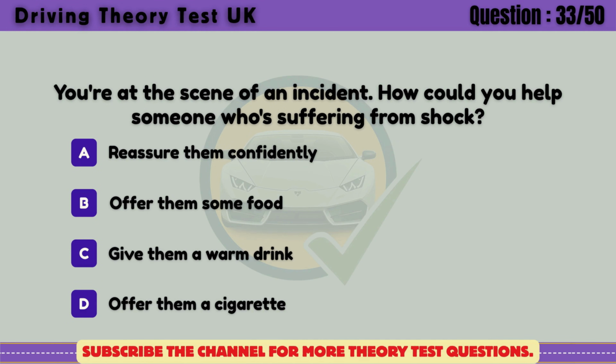Question 33. You're at the scene of an incident. How could you help someone who's suffering from shock? Option A. Reassure them confidently. B. Offer them some food. C. Give them a warm drink. D. Offer them a cigarette.